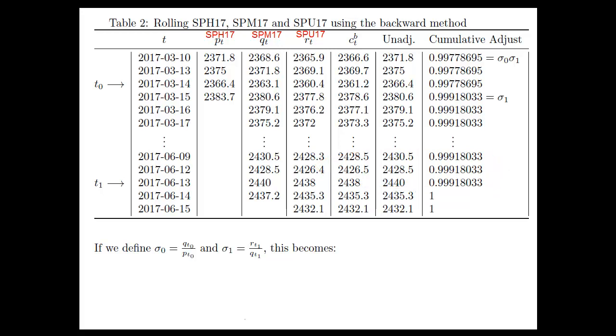Now repeat the process until we reach the final roll at T0 on the 14th of March. Things become more complex, so let's strip back the complexity and explain it. Here we now need to look at dividing SPM 17 by SPH 17 in the same manner as we did before. 2363.1 divided by 2366.4 is 0.99860547.